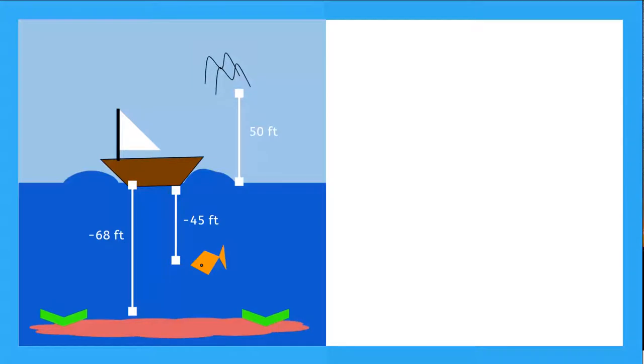What does this mean in the scenario? It means the depth or elevation that is closest to zero. We can do this by taking the absolute values of each animal's position and then ordering them from least to greatest. So let's do that. Starting with the fish, we know they're down here at negative 45, so their location is negative 45 feet. If we take the absolute value of that, we get 45 feet from sea level.